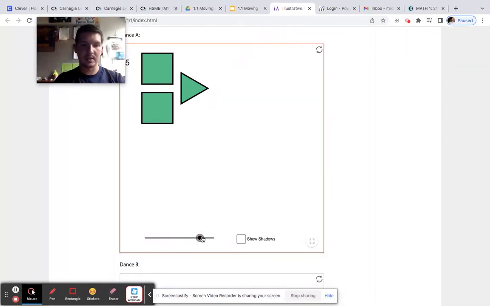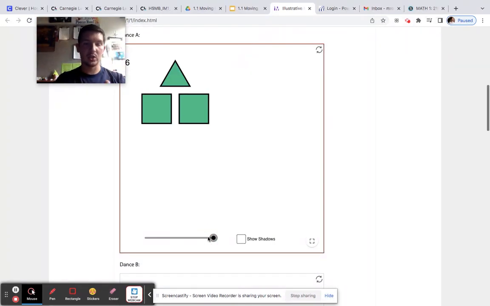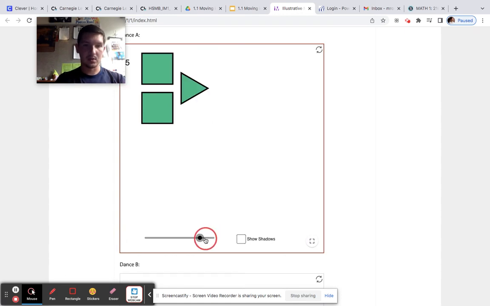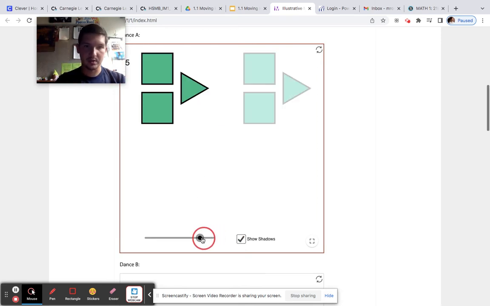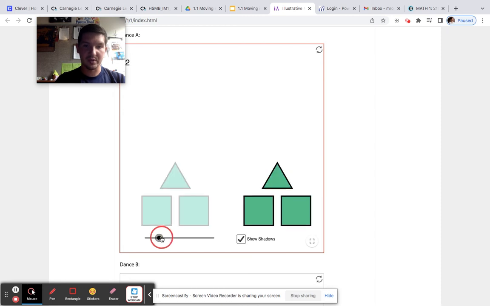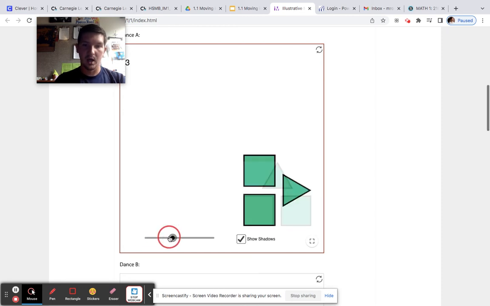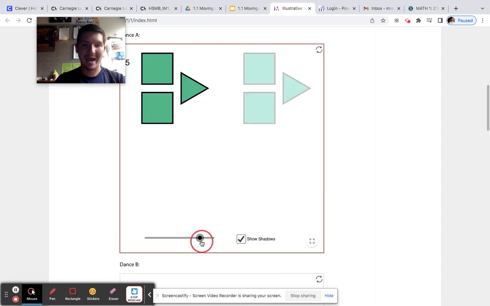Then left 1 unit, and then it looks like it rotates again. Let's see, does it go clockwise or counterclockwise? It looks like it goes counterclockwise, so it rotates left or turns left 90 degrees. And then we can also look at the shadows of it, where it was previously before we moved it, just to see that pattern.